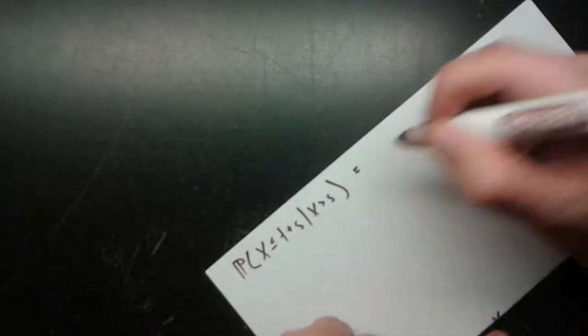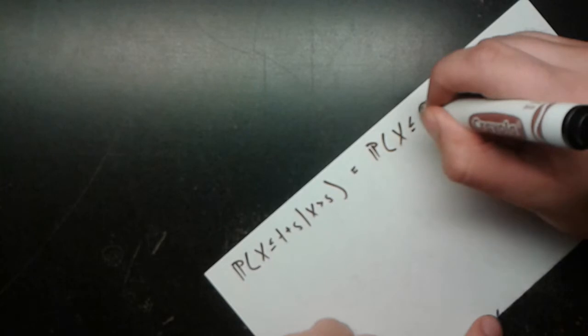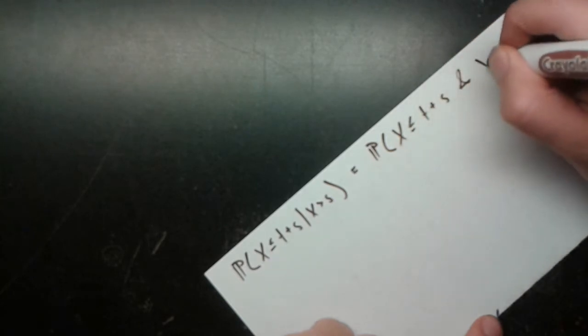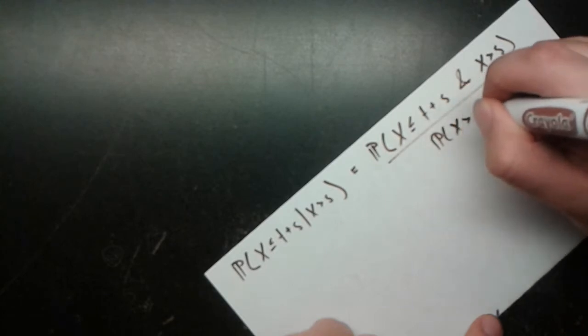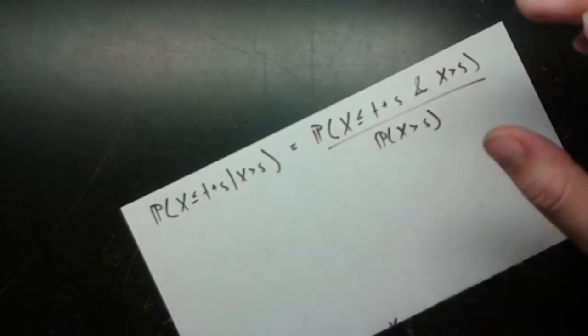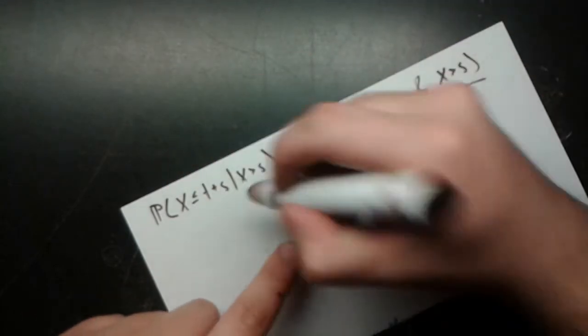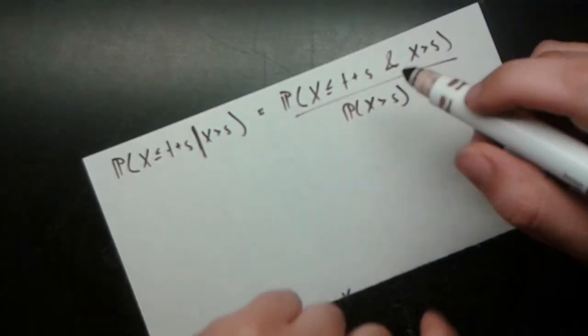Using the definition of conditional probability, it's going to be the probability that x is less than or equal to t plus s and x is bigger than s, over the probability that x is bigger than s. This is just the definition of conditional probability. Review it really fast if you need to, but this is exactly what this conditional bar means. Okay, cool. So then let's look at the top part.